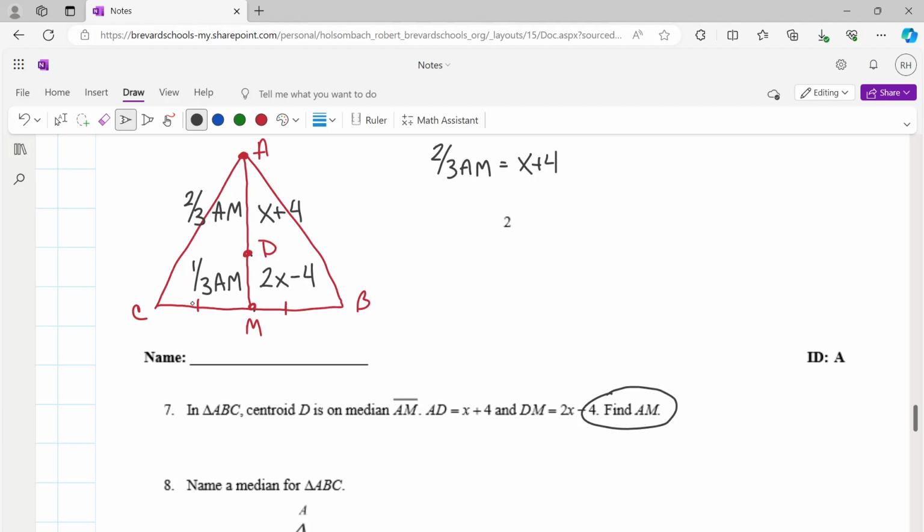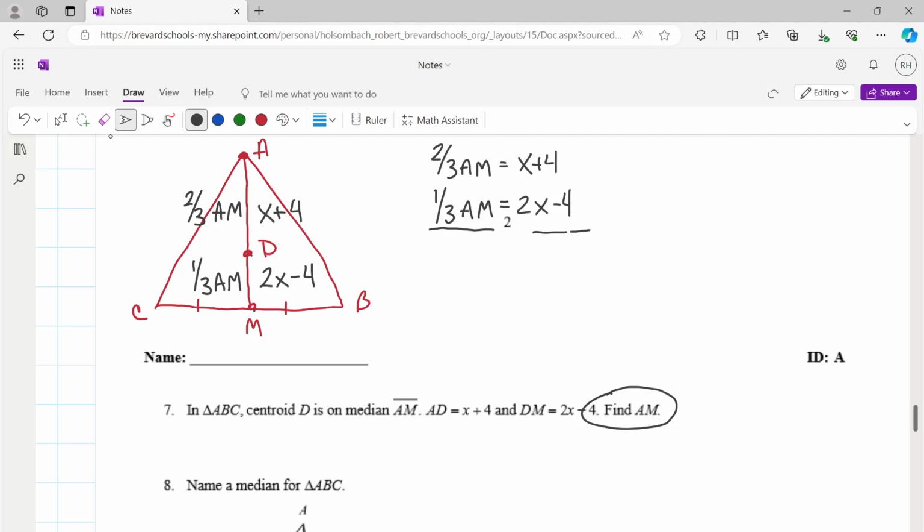Same for the bottom part. 1/3 AM equals DM, and 2x minus 4 is equal to DM. That makes 1/3 AM equal to 2x minus 4. So now in Algebra 1, you did systems of equations. We've got a system of equations here.